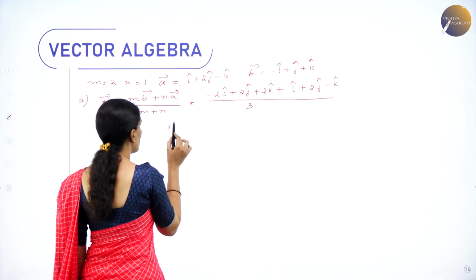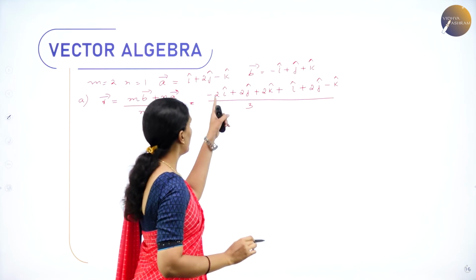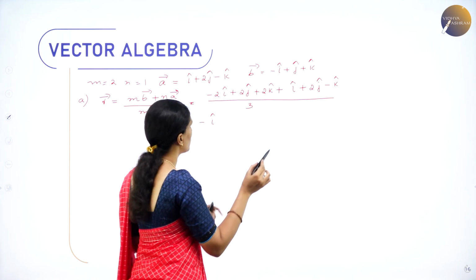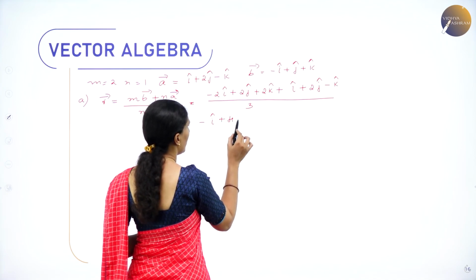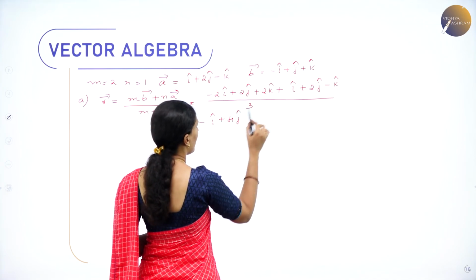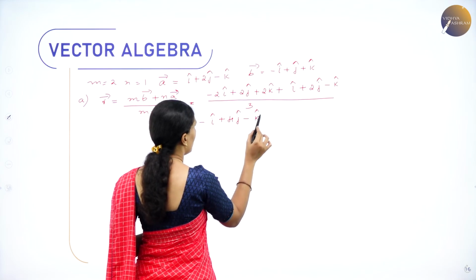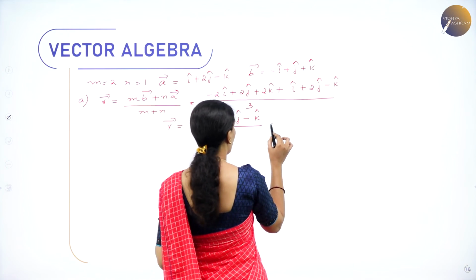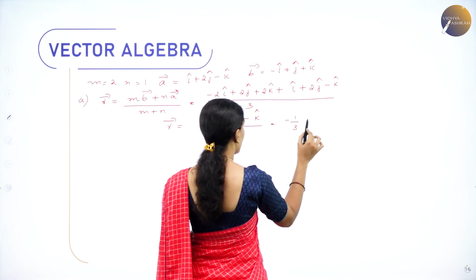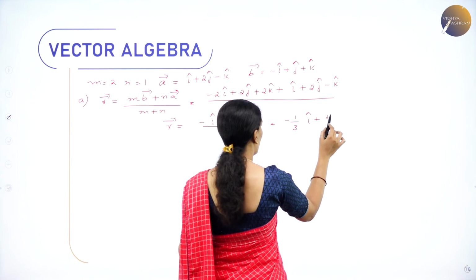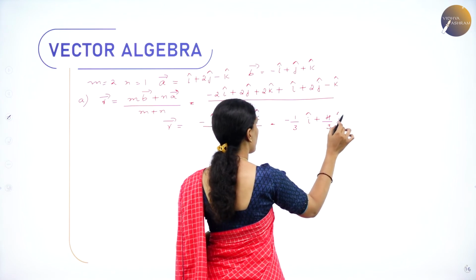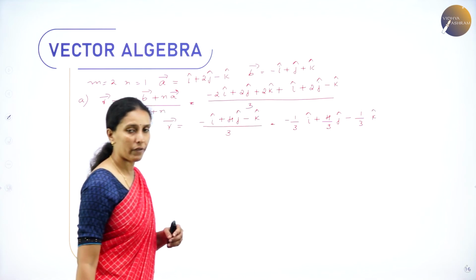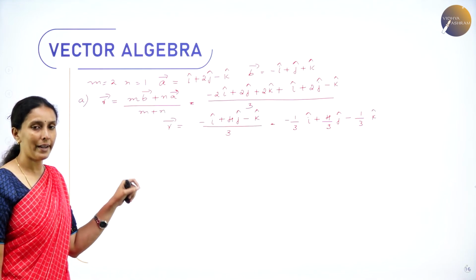Now my position vector R is equal to minus 2i plus i is minus i, 2j plus 2j is 4j, 2k minus k is k, divided by 3. I can also write this in the form of minus 1 by 3 i plus 4 by 3 j plus 1 by 3 k. So this is the position vector of the point R which is dividing the line segment PQ internally.